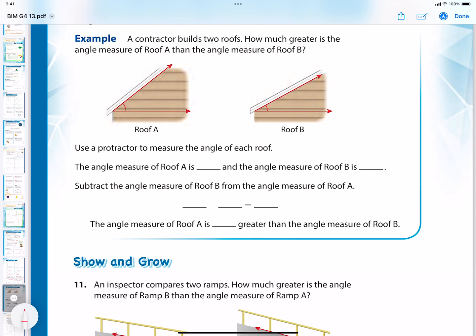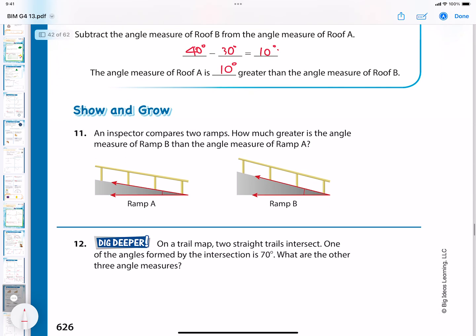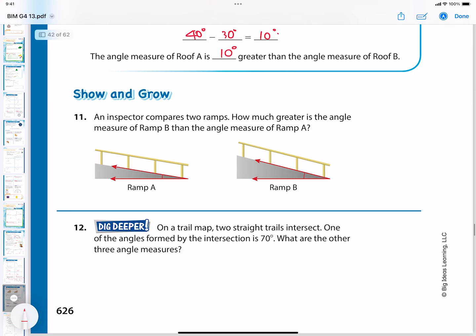The angle measure of roof A is what? 40 degree. And then roof B is 30 degree. And 40 degree minus 30 degree is what? 10 degree. So the angle measure of roof A is 10 degree greater than the angle measure of roof B. It was easy. We know 40 minus 30 is what? 10.